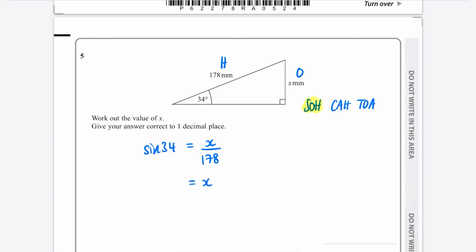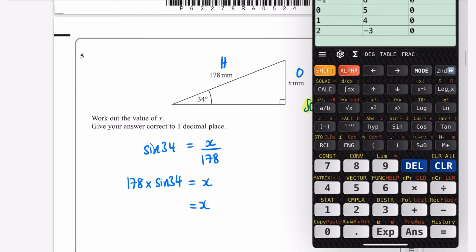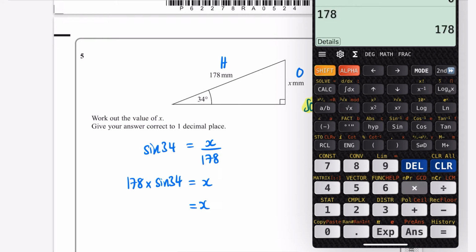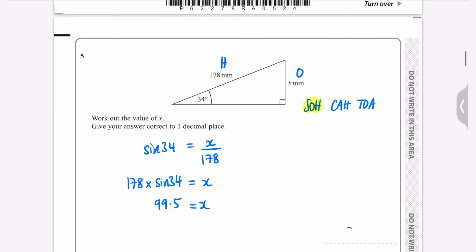So all we need to do to solve this is multiply by 178 on both sides. So 178 multiplied by the sine of 34. We'll just type that in our calculator and that will be our answer. So let me just quickly go back to the other mode that I have. Okay, so I'm going to do 178 multiplied by the sine of 34, and it wants it to 1 decimal place, so that's going to be 99.5. So the answer is 99.5 millimeters.